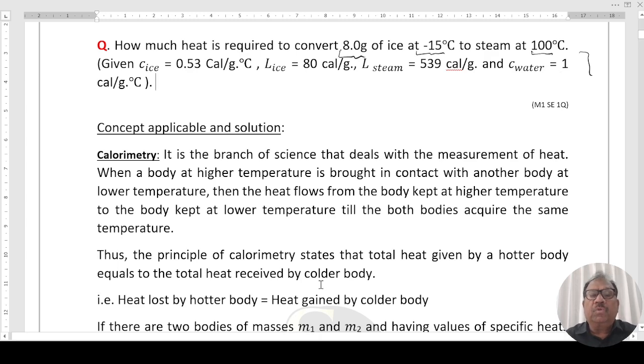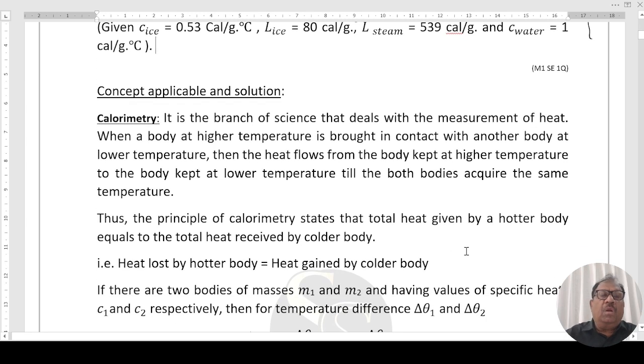Concept applicable and solution. What is calorimetry? It is a branch of science that deals with the measurement of heat. When a body at high temperature is brought in contact with another body at lower temperature, then the heat flows from the body kept at high temperature to the body kept at lower temperature till both bodies acquire the same temperature. That is the temperature of equilibrium.